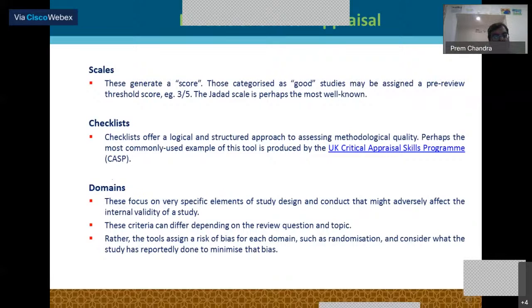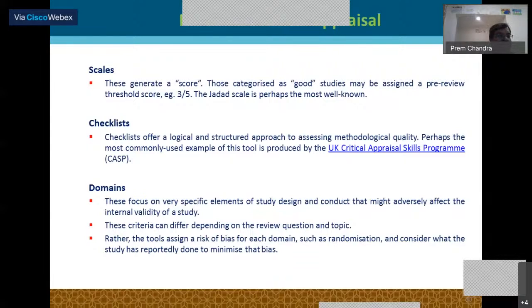So these criteria can differ depending on the review question and topic. So again, it's slightly subjective. Rather, this tool, basically the domain tool, assigns a risk of bias for each domain, such as randomization, and considers what the study has reportedly done to minimize that bias. This is very clear: we put the risk of bias for each domain, like randomization, sample size, those kinds of things, and consider what they have done to minimize that bias.